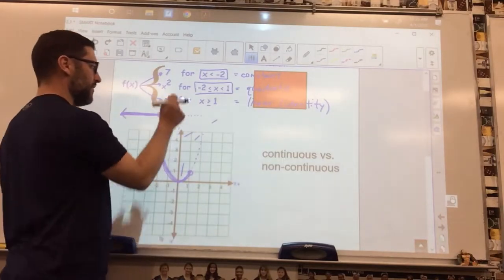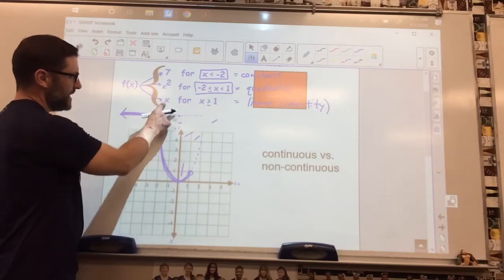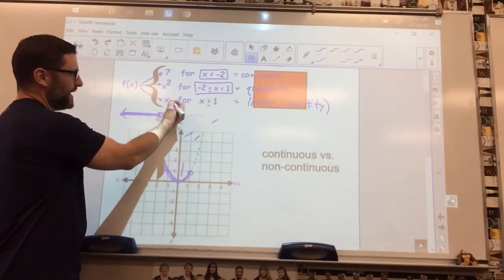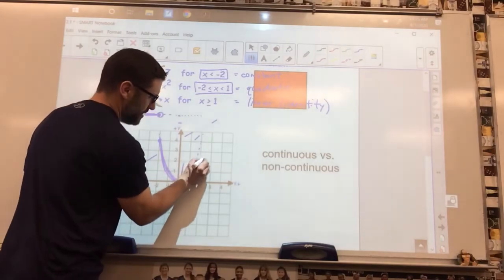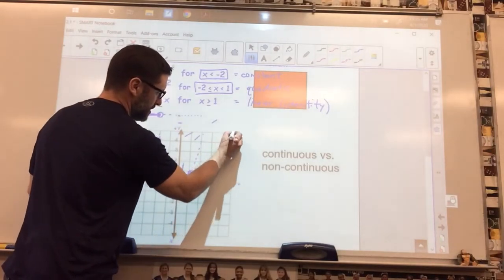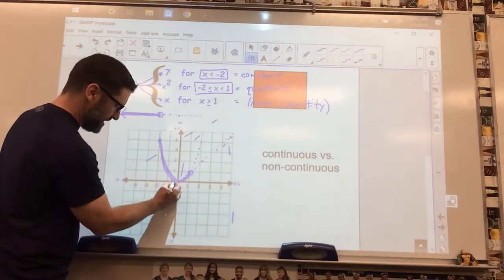And then the last one is x, and that's for x greater than or equal to 1. So that right there, that's 1 over 1, x plus 1. It's the identity line. It's this one right here. Okay, and then it comes down here also.